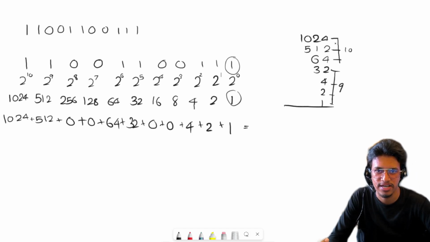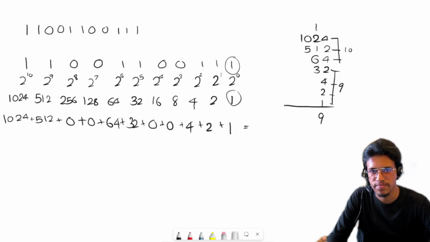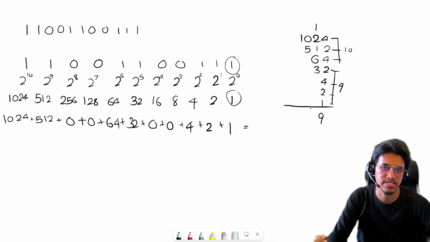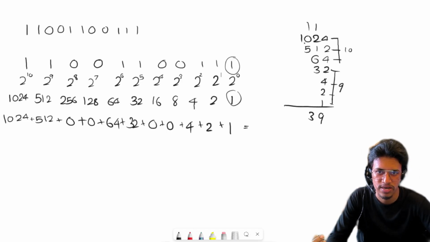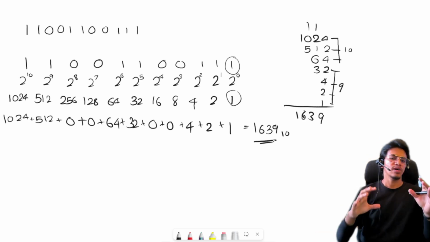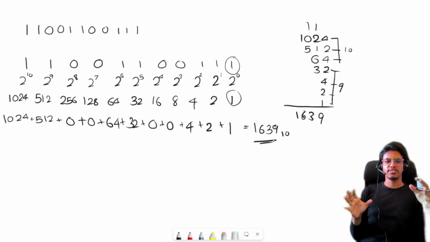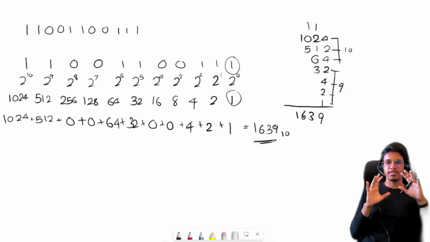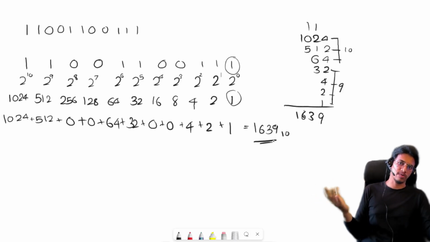Here we have 10. 10 plus 9 is 19. 9, carry the 1. Here 1 plus 2 plus 1 is 4. 4 plus 6 is 10. 10 plus 3 is 13. 3, carry the 1. Here 1 plus 5 is 6, and we get 1639. 1639 denary. I hope you understood this method, right? This is how it works. This is how we convert it.